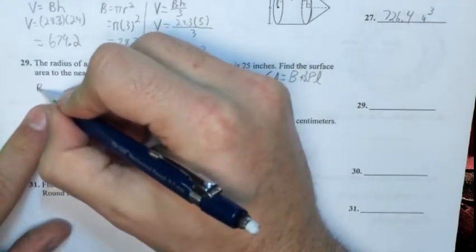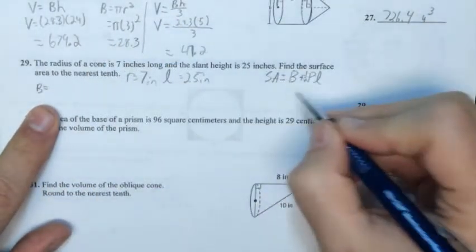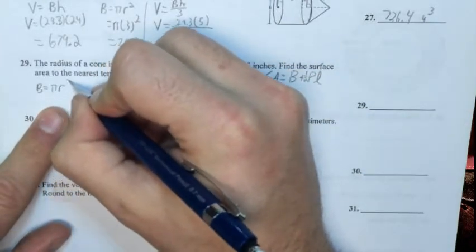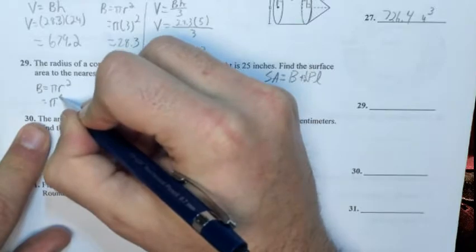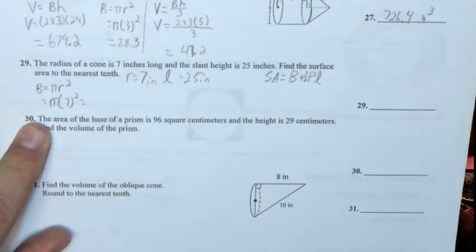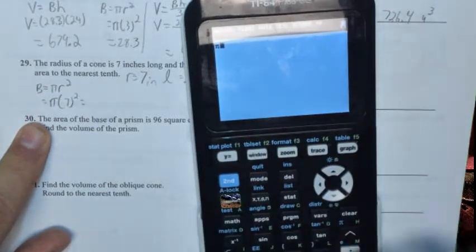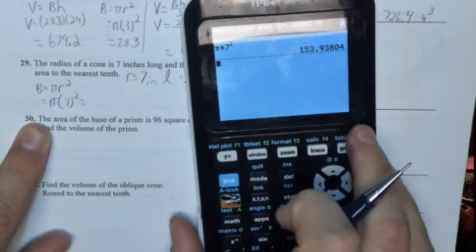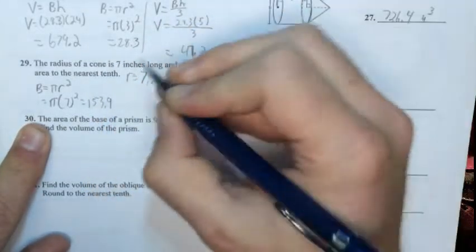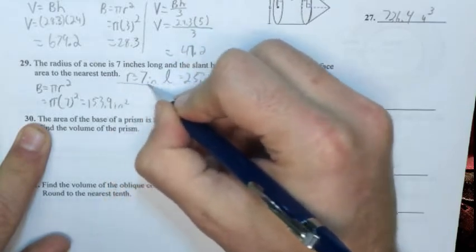Let's go over and find area of the base on a side calculation. So for a cone, base is a circle, so that is pi r squared. So it's pi times radius, 7 squared. Pi times 7 squared is 153.9 inches squared.